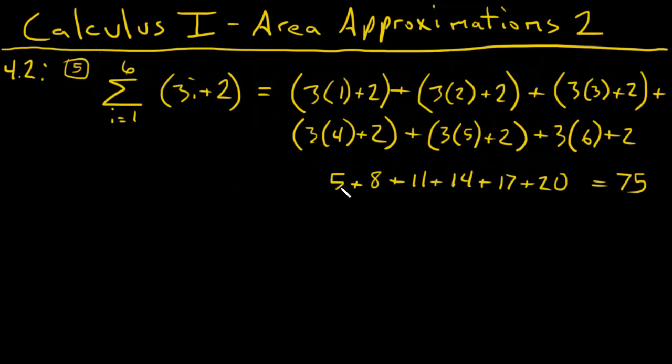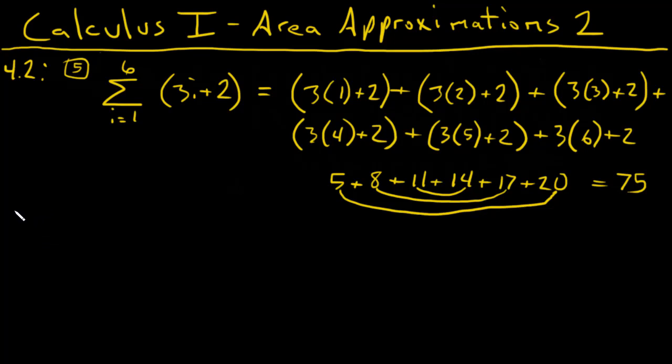Well, there was actually an easier way of doing that, right? 5 plus 20, 8 plus 17, 11 plus 14. Each of these adds up to 25. How many pairs are there? 3. 3 times 25, 75. Oh, you gotta love that. Once you see Gauss's little technique, it never goes away, which I guess is a good thing.